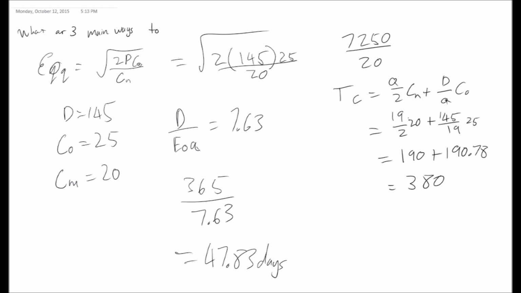So economic order quantity is equal to the square root of 2 multiplied by demand, multiplied by your cost of ordering, divided by your cost of holding. So our demand is how much? 145 units. Our cost of ordering is $25. Our cost of holding is $20. So the calculation is square root of 2 multiplied by demand, 145, multiplied by your cost of ordering, 25, divided by your cost of holding, 20. Multiply that together, you get 362.5, and then the square root of that is 19.